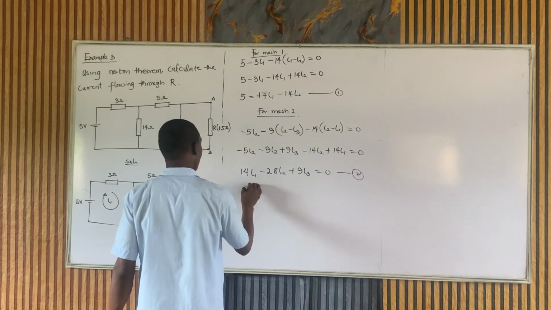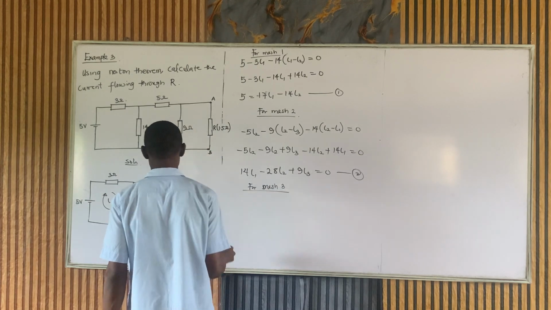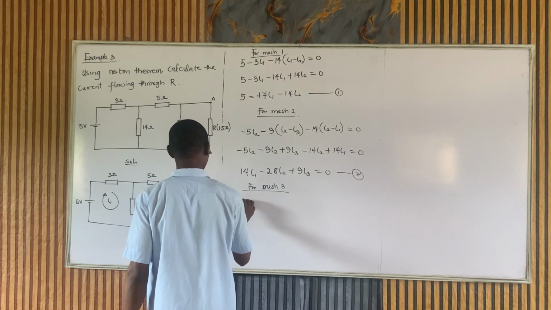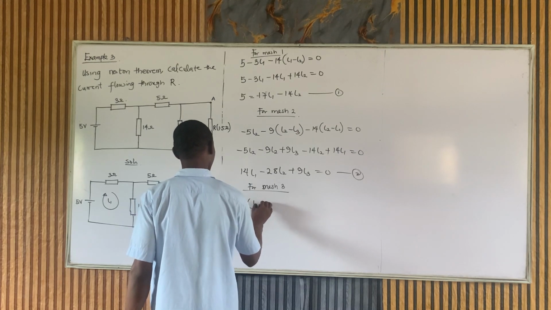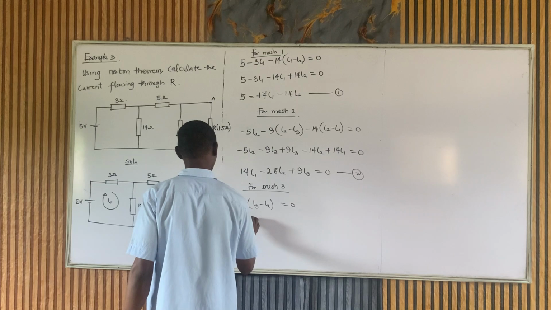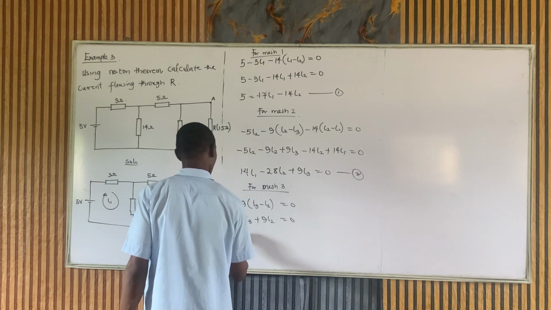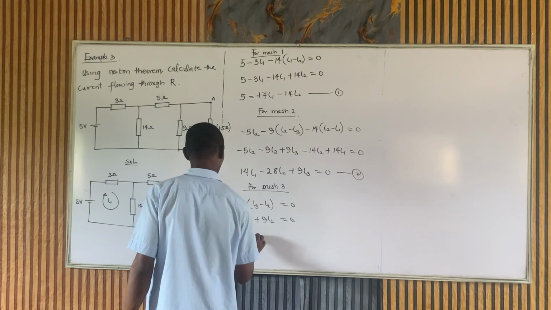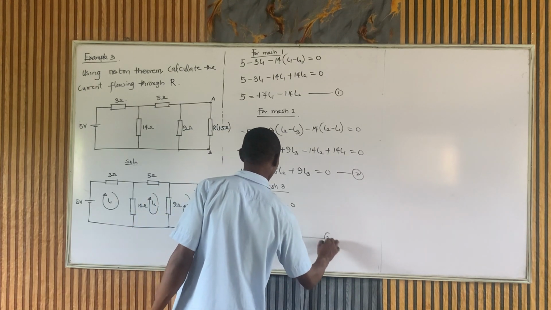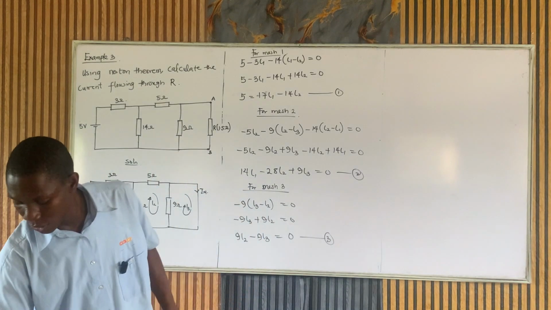And then for mesh 3 now, this is going to be minus 9I3 minus I2 equals 0. That is minus 9I3 plus 9I2 equals 0. This is going to be 9I2 minus 9I3 equals 0. This is equation 3. So we're going to simultaneously solve this now. Let's solve that now.